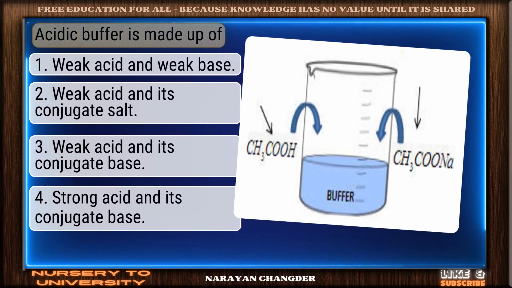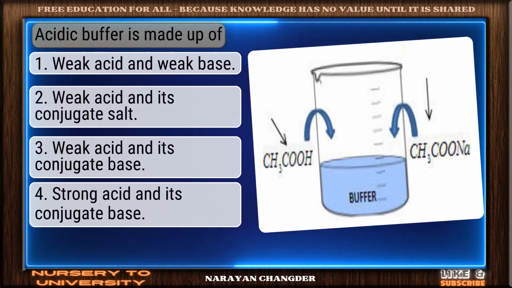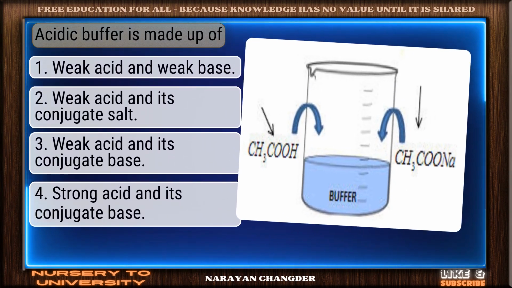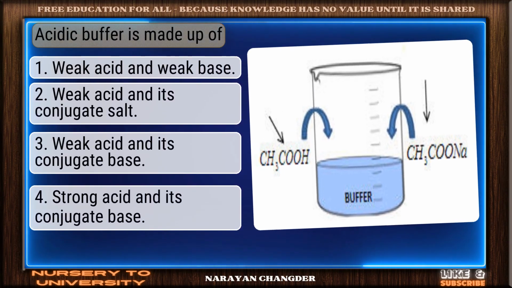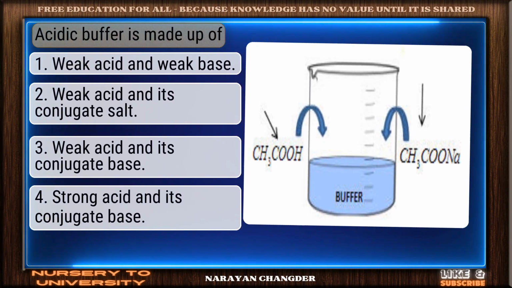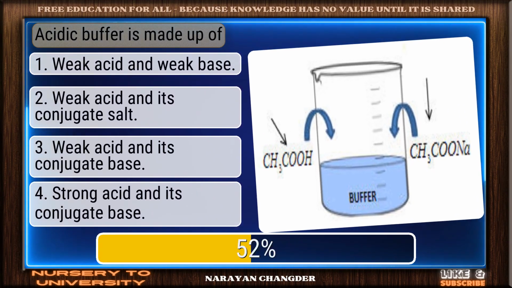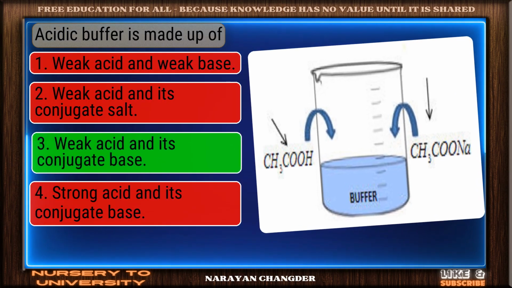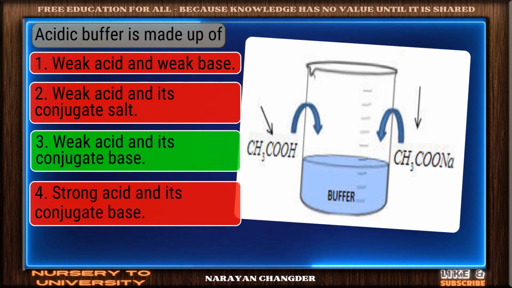Acidic buffer is made up of Option 1, weak acid and weak base. Option 2, weak acid and its conjugate salt. Option 3, weak acid and its conjugate base. Option 4, strong acid and its conjugate base. Nailed it, weak acid and its conjugate base.